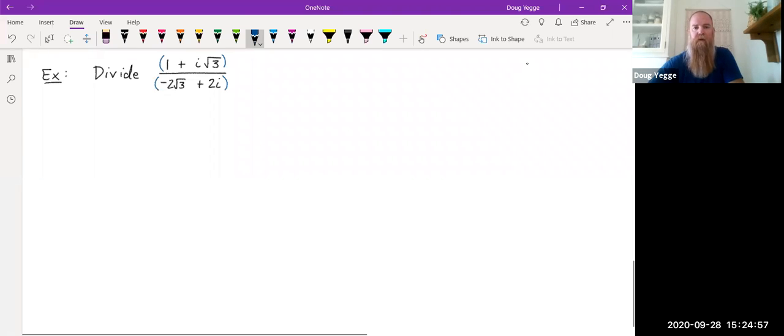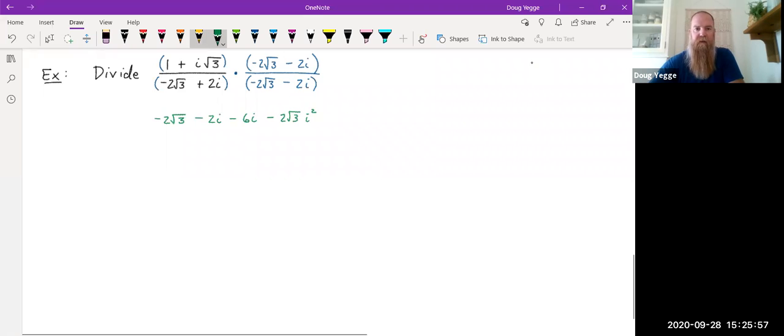Now, in a problem where we want to divide complex numbers, keep in mind the only way to do so, to write back in rectangular form again, is to multiply by the conjugate of the denominator in order to get rid of the complex number in the denominator. So we get negative 2 root 3 minus 2i. And if we multiply by that in the numerator and denominator, then that's going to eliminate the imaginary number in the denominator. So now it's just a matter of expanding the numerator.